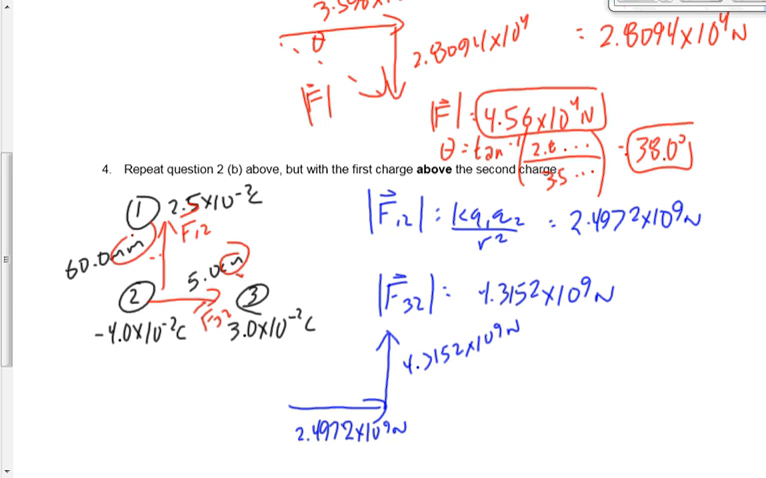And then, of course, we're going to find the force there by the Pythagorean theorem. And we're going to find theta by the inverse tan function of opposite over adjacent. So we get a force there of 4.99 times 10 to the 9 newtons, and we get our angle, the inverse tan function of this over this, which gives us 30.1 degrees.